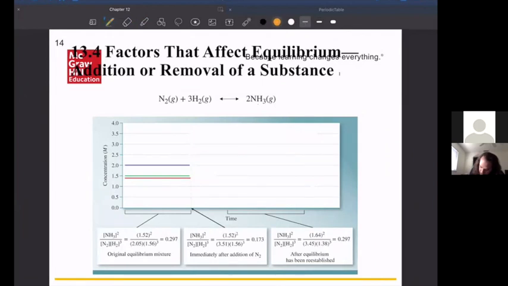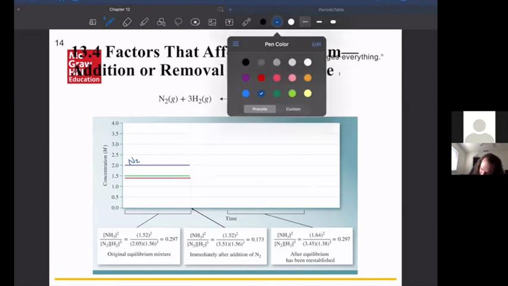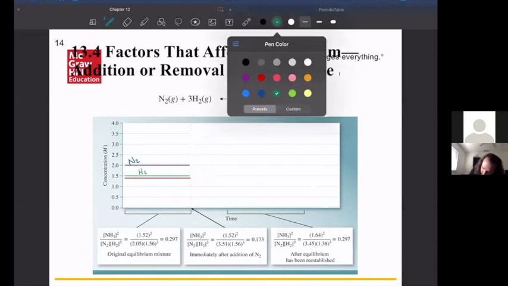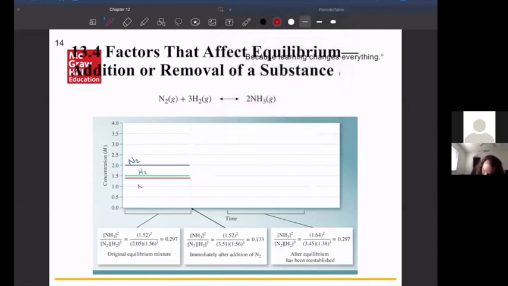The blue is the nitrogen gas. The red, or I'm sorry, the green is the hydrogen gas, and the red is our ammonia product. Right, so in this particular reaction, I have combined my hydrogen and my nitrogen, and it's reached equilibrium, so my concentration of each of these three species doesn't change. But what if I wanted more ammonia, right?